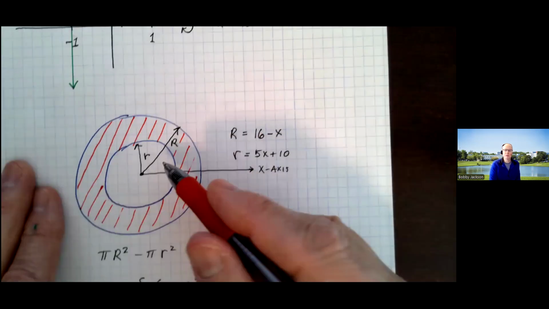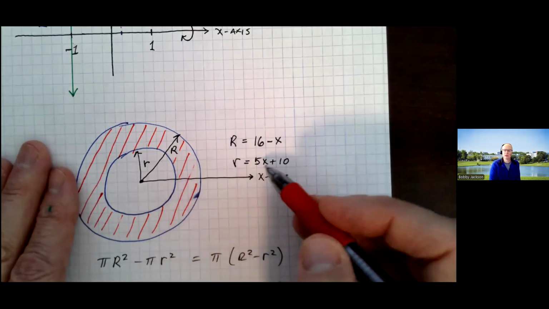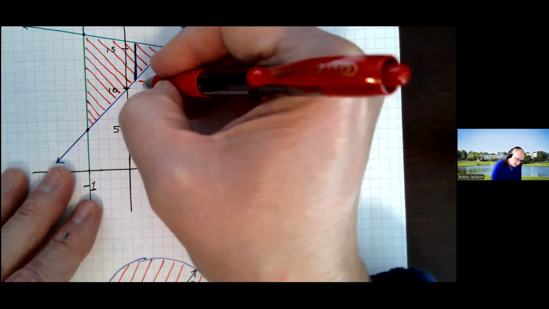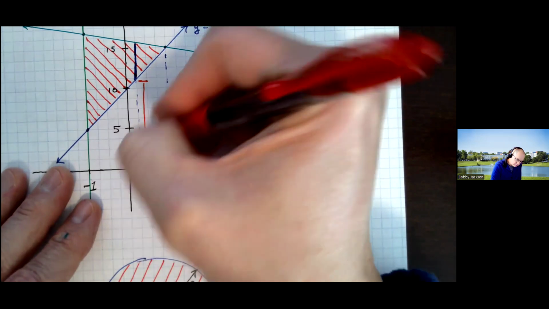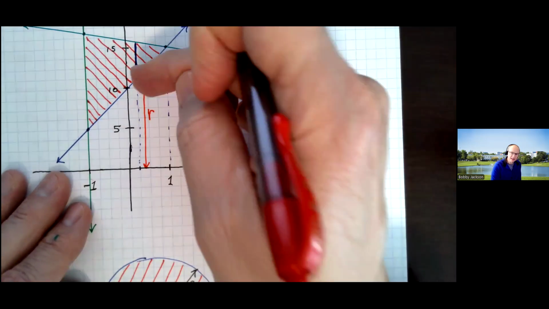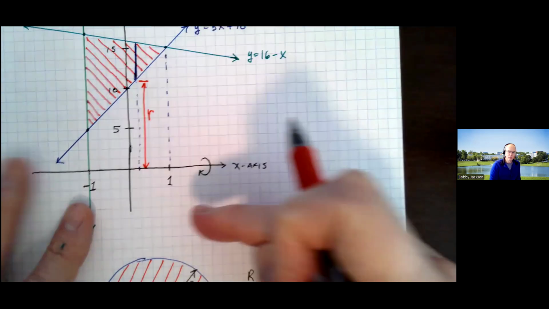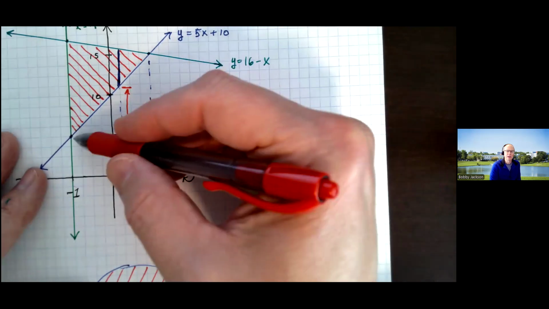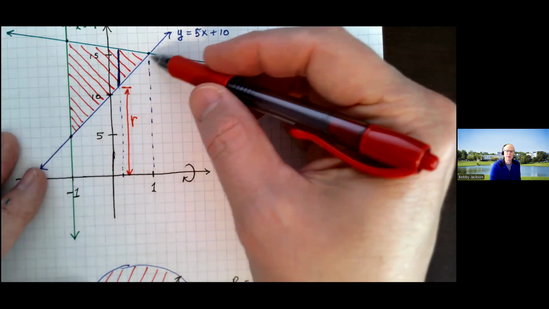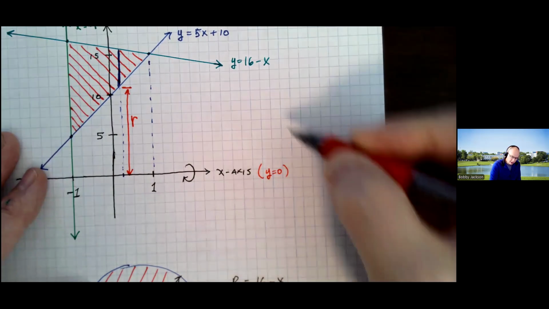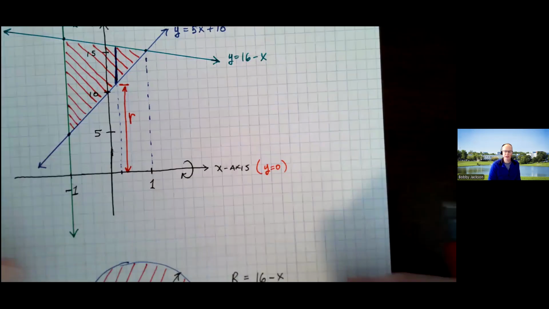So what's the value of little r and big R? Well, little r is just 5x plus 10, because little r is the distance from the x-axis to the bottom of our rectangle, right? So what is this distance from here to here? That's our little r, because that's the inside of that washer, forming that inside of that washer. And so that little r is just, this curve is the top part, which is 5x plus 10. Of course, the x-axis again is y equals 0. And so 5x plus 10 minus 0 is just 5x plus 10.